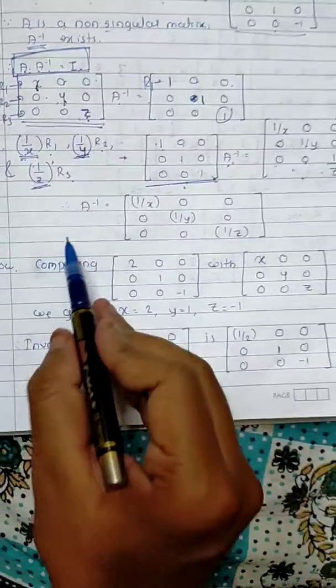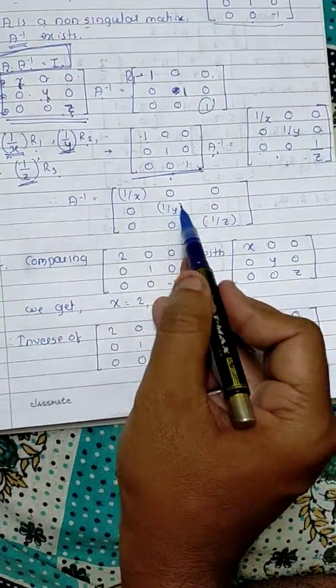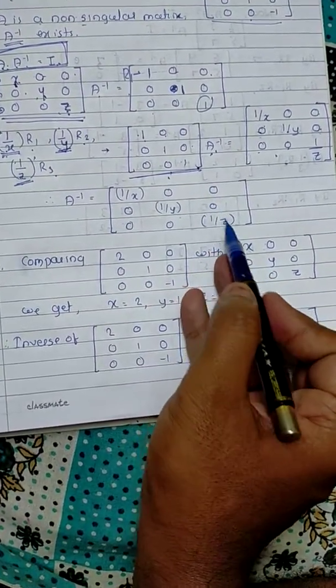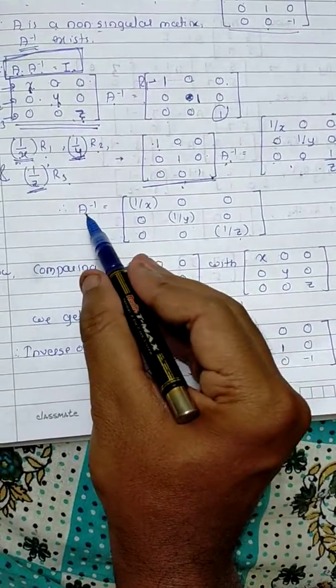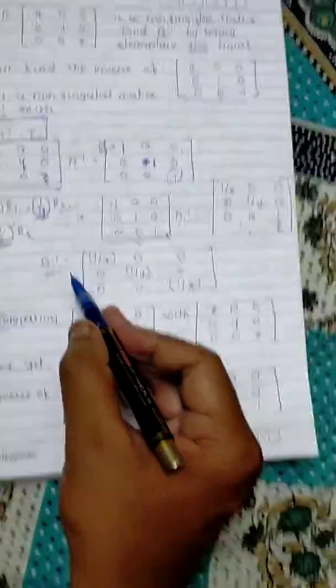That's what I have written over here. A inverse is equal to 1 upon x 0 0, 0 1 upon y 0 and 0 0 1 upon z. It is the value of A inverse. First part is done. They have asked you to find the A inverse by using row transformation.